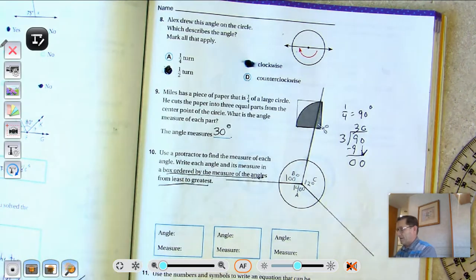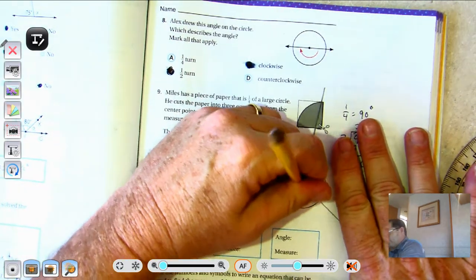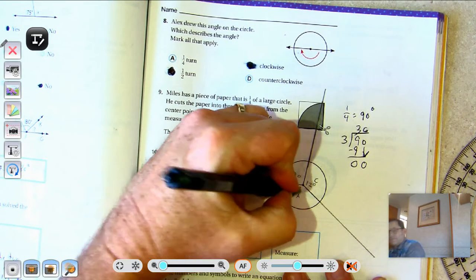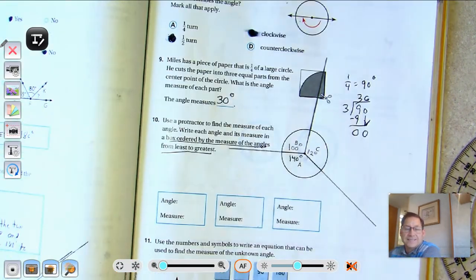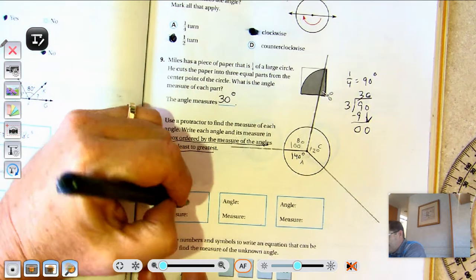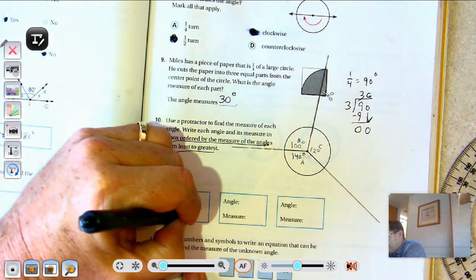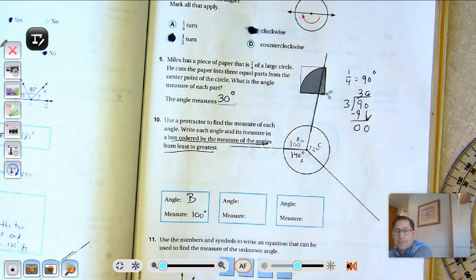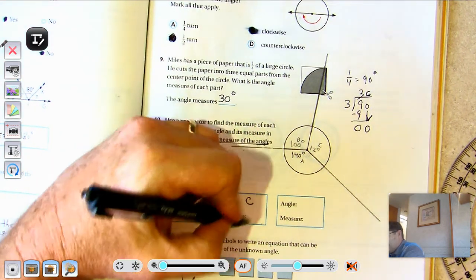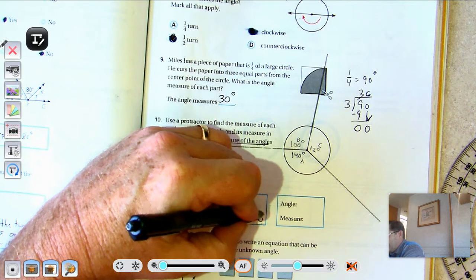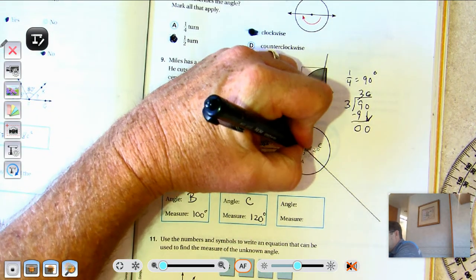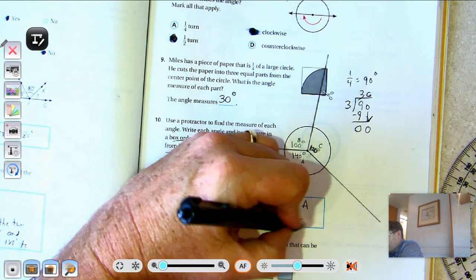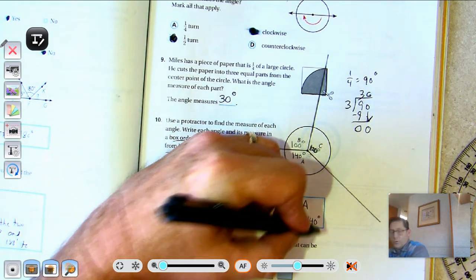Okay, so least to greatest. So angle B is the least. It measures 100 degrees. Angle C is next at 120 degrees. And angle A is the greatest at 140 degrees.